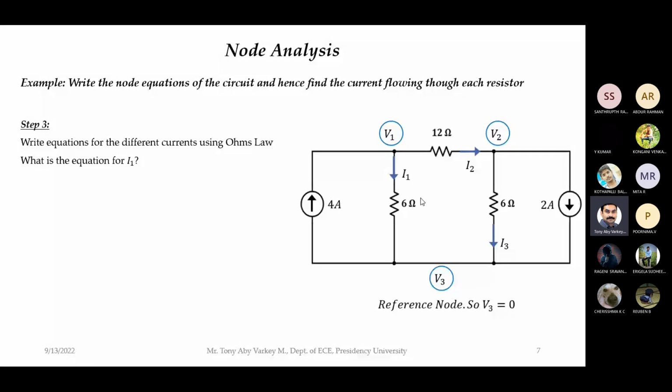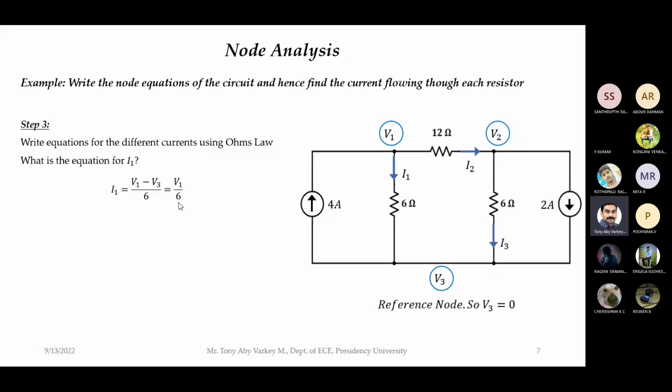So what will be the voltage difference across the resistor? Here it is V1 and here it is V3. So what is the difference? V1 minus V3, correct. So what will be the current? V1 minus V3 divided by 6. Is that clear? I1 can be written as V1 minus V3 divided by 6. But what is V3? V3 is our reference node and its value is 0. So what is I1? V1 by 6. Is it clear?